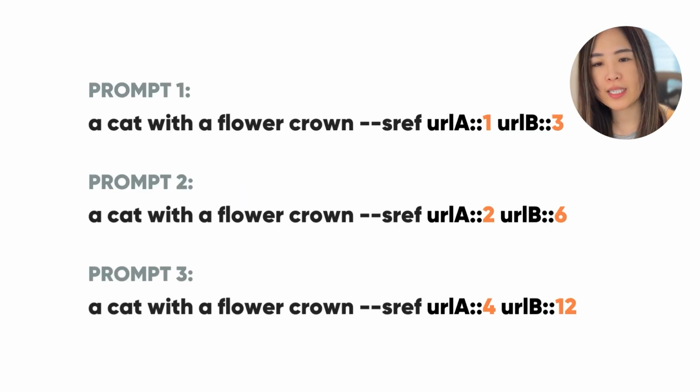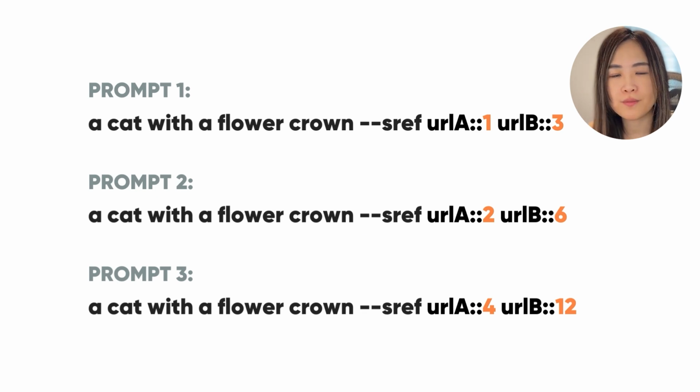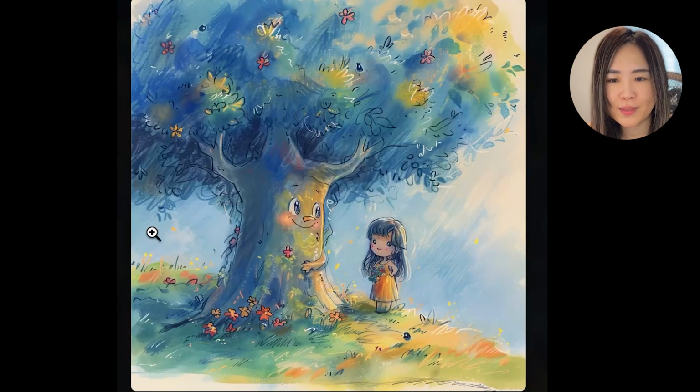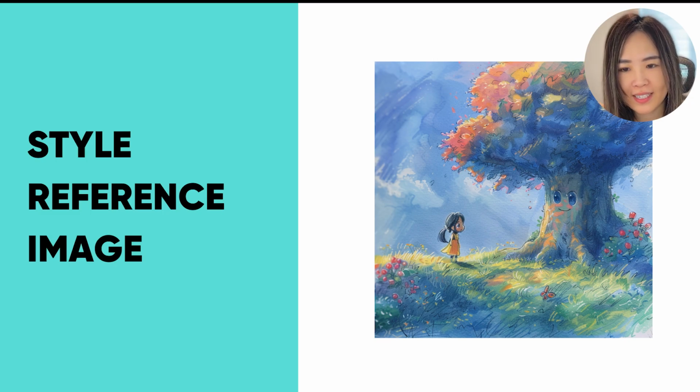The relative weighting means that all of these prompts are equivalent in the eyes of Midjourney because the weights are only relative to each other. You can experiment with different parameters and style references to get the final result you prefer. So this is the image I finalized to use as the style reference for my storybook.